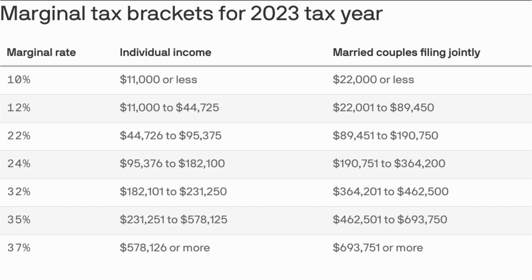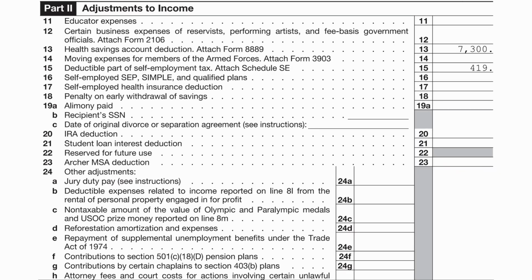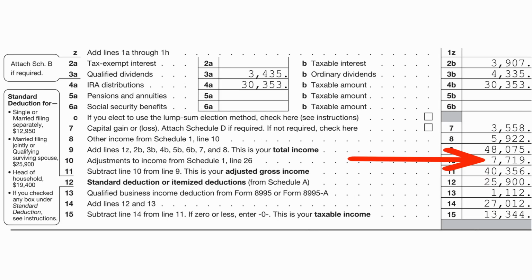But besides that point, looking at the tax form, you can see that I had $48,075 of total income, and then I had $7,719 of adjustments to my income, which adjusted my taxable income down. And those adjustments consisted of my HSA, which was $7,300 for two people, and my self-employment tax. 50% of the self-employment tax that I paid is an adjustment to my income, which was $419. And that adds up to my $7,719 of adjustments to my income.